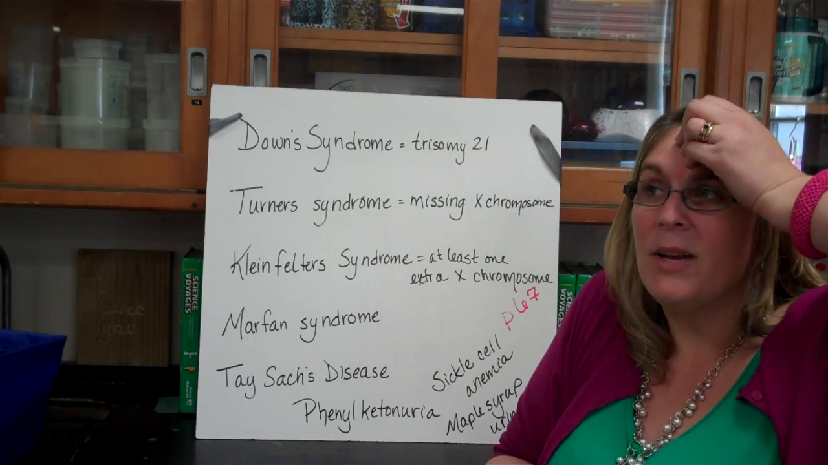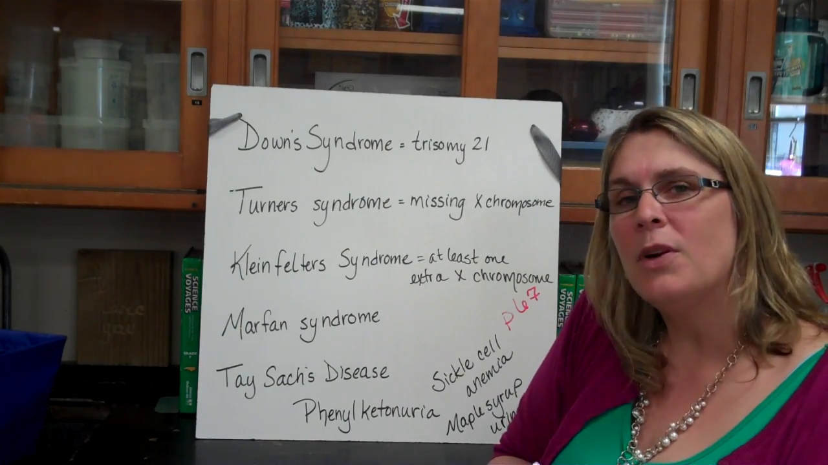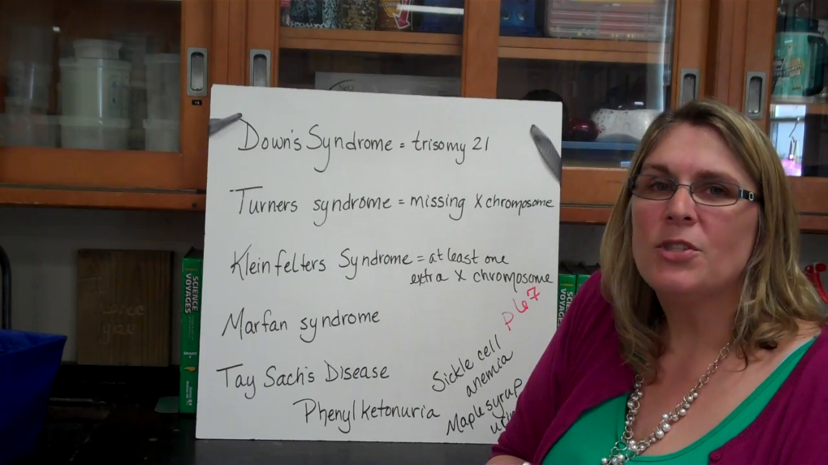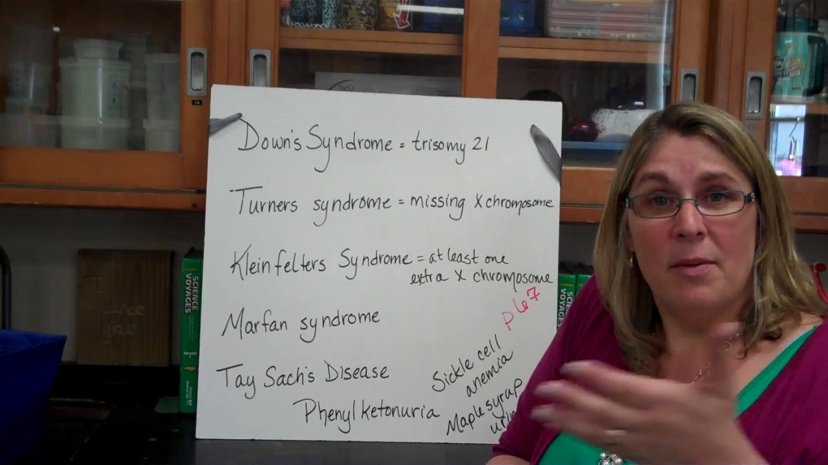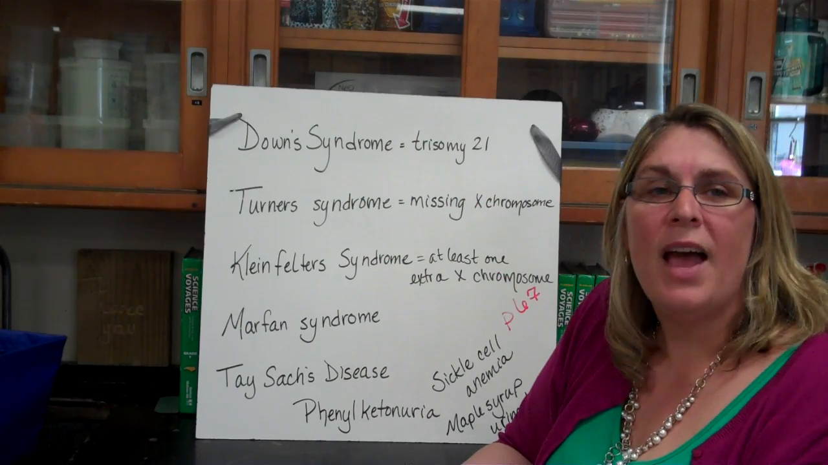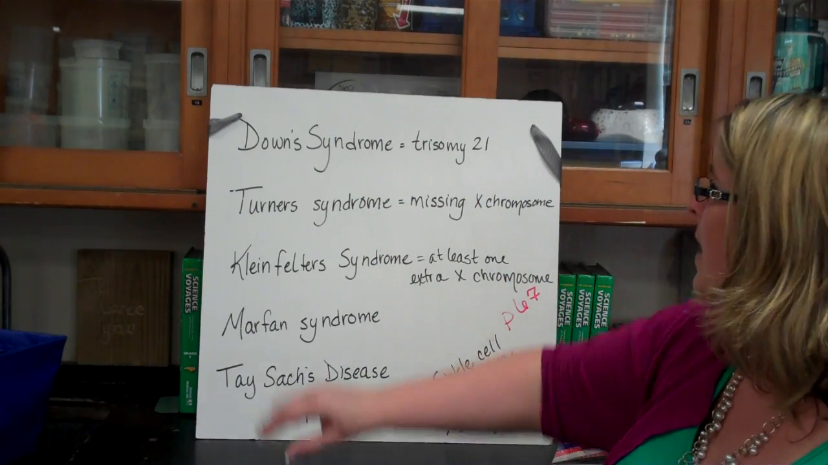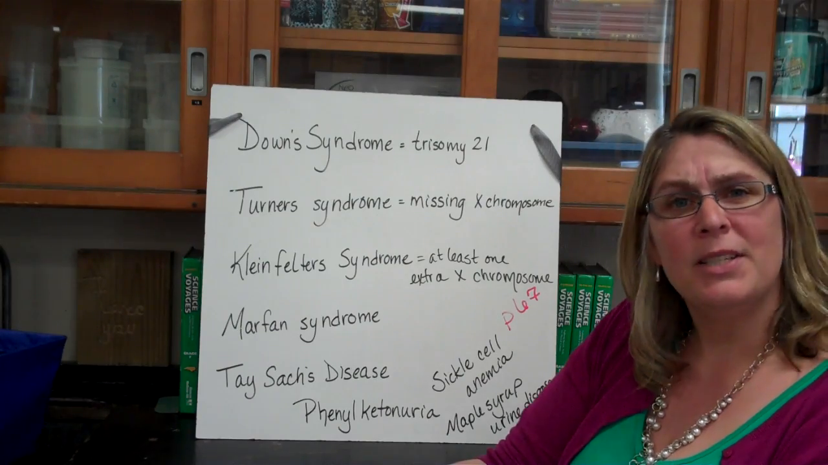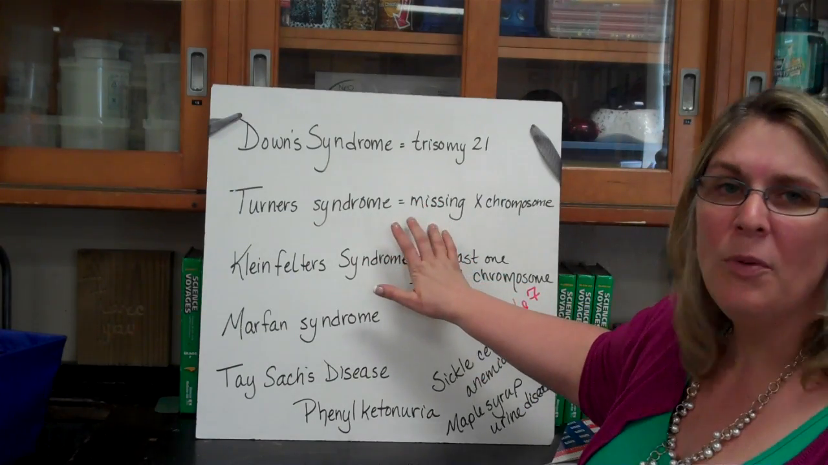Now, if you think back to mitosis and meiosis, we're talking about 23 pairs of chromosomes, and we're talking about having them all numbered. In the 21st pair, what you have is an extra one. Okay? Now, Turner syndrome is a little bit different because they're actually missing a chromosome.